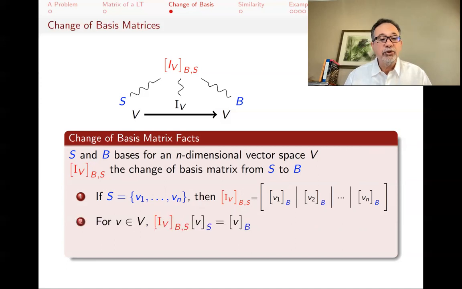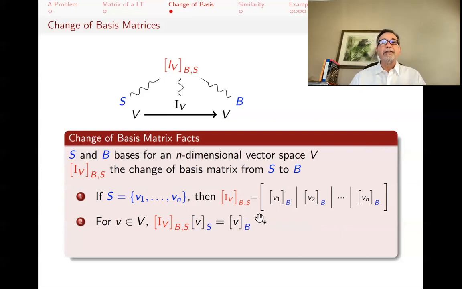The second thing you need to know is what this change of basis matrix does. According again to what matrices for all linear transformations do, if you take the coordinates of V with respect to S and multiply by this change of basis matrix from S to B, then you get the coordinate matrix of V with respect to B.